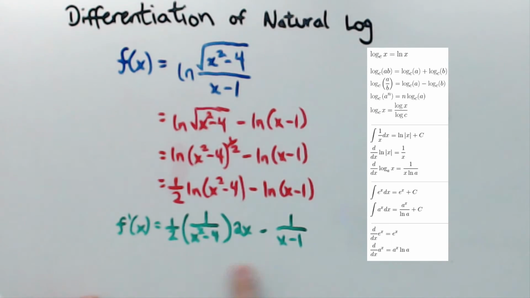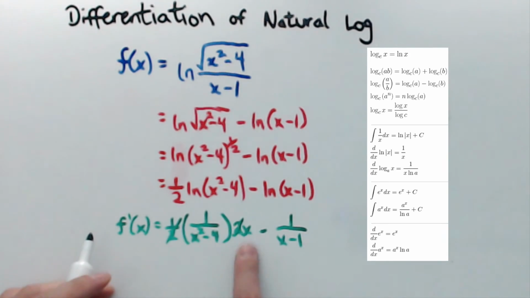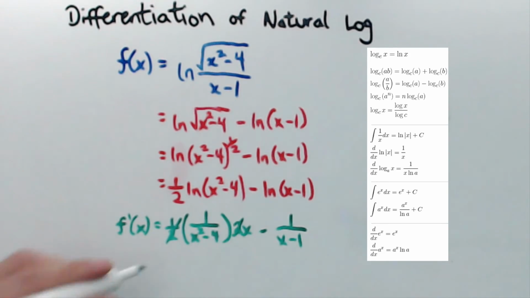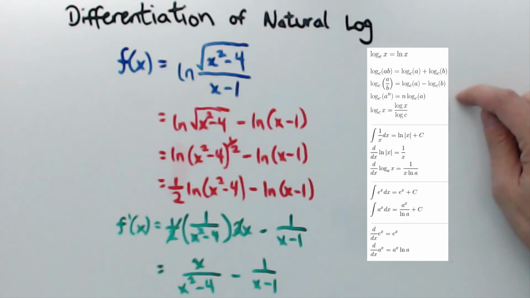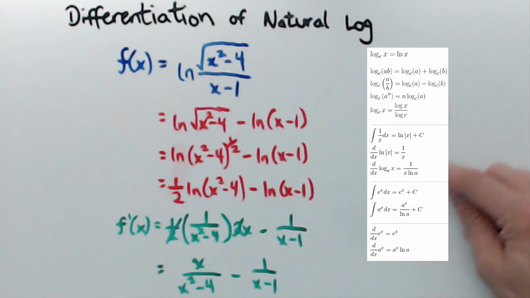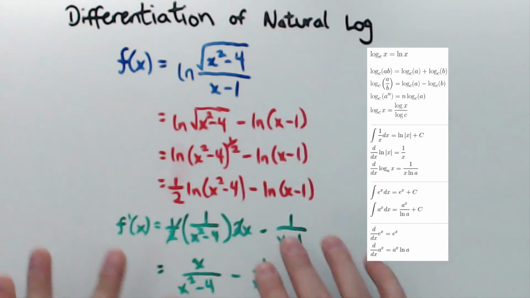Next I'm going to simplify everything as much as I can. So I'm going to take out the half and this 2 here, and then I'm just going to multiply this x by this top 1 up here. Then you're left with x over x squared minus 4, minus 1 over x minus 1. So that's basically finding the derivative of a natural log function. I tried to use as much of these log properties as I possibly could, as well as that second formula down here with the derivative of ln x, to figure out this derivative.